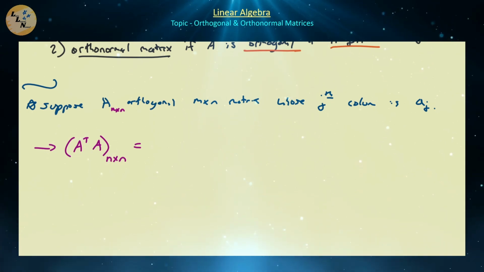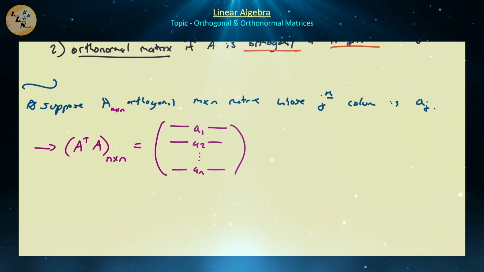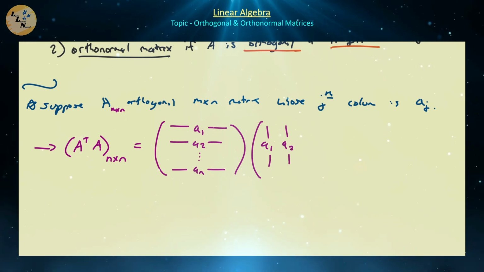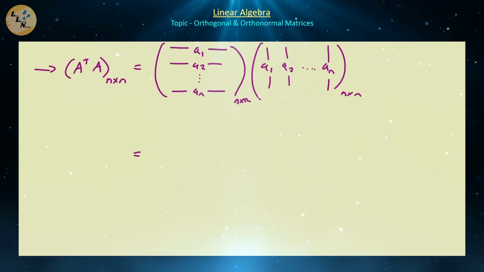So when we look at the transpose of A, what will it look like? It's going to have the first column transpose, the second column transpose, all the way down to the nth column transpose, and then we're going to be multiplying this by A1, A2, all the way down to AN. Okay, so what are we looking at here? Keep in mind this is an n by m and an m by n, resulting in our n by n matrix.